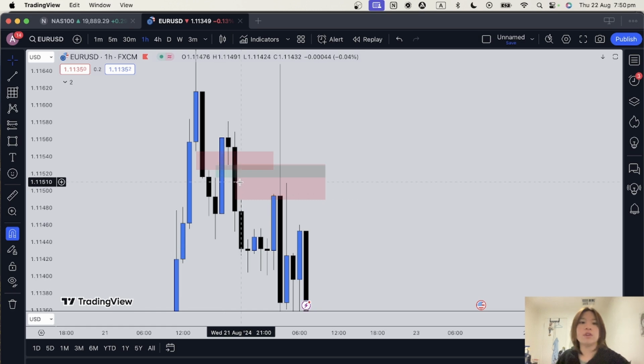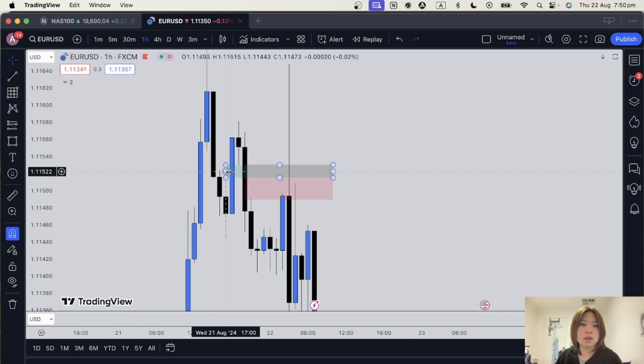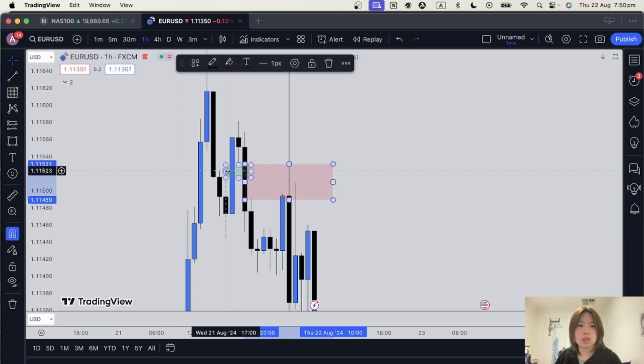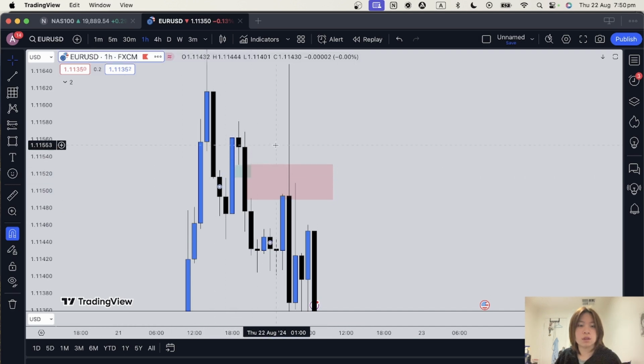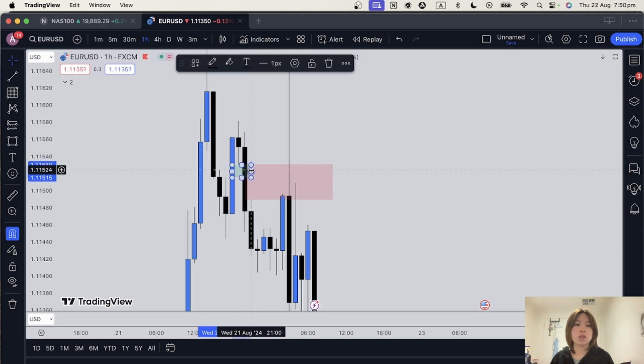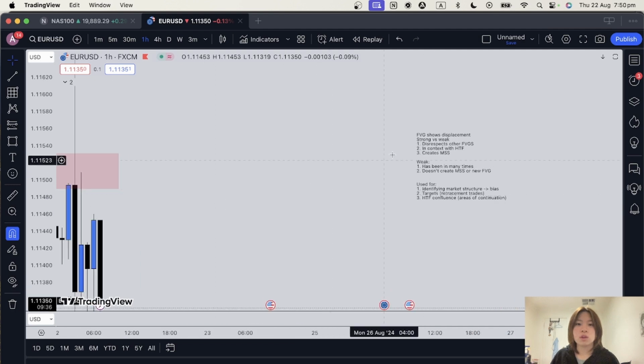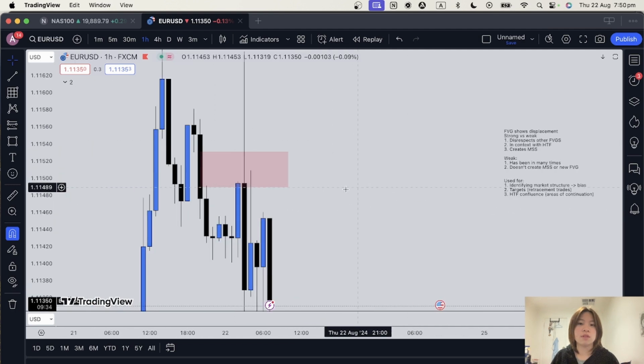We got this bearish fair value gap right here, and this is where we have our first strong fair value gap, because one, this red one fully disrespected this green one. Right, we closed all the way below it. This green one is literally inside it, and this green one is now fully disrespected. So we can get rid of that one. So we got the first criteria. We disrespect other fair value gaps.